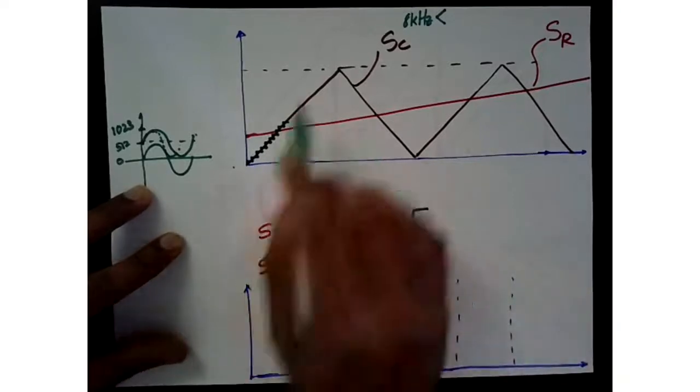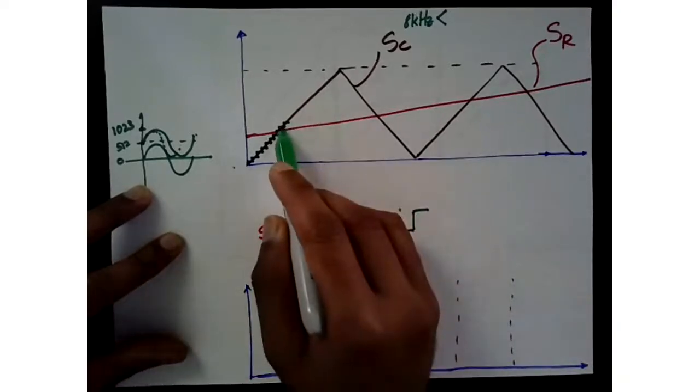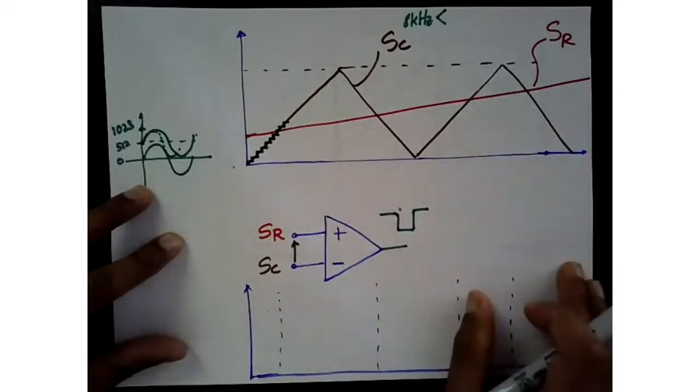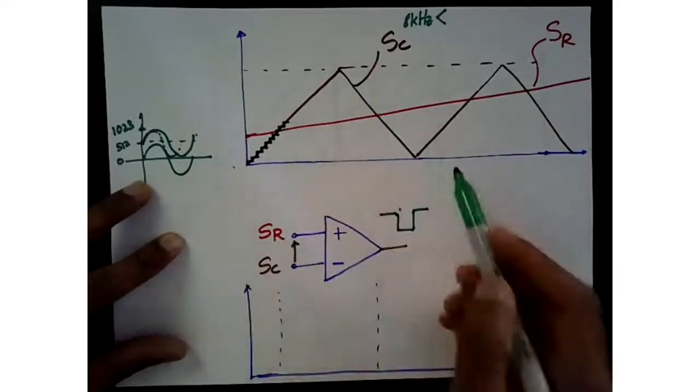Let's see how that will result in these two cases. We are looking at two PWM intervals, or triangular wave intervals.